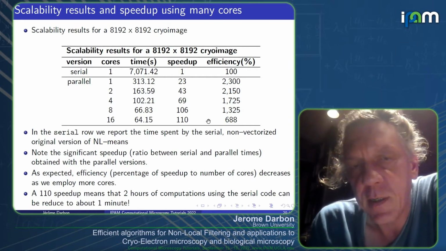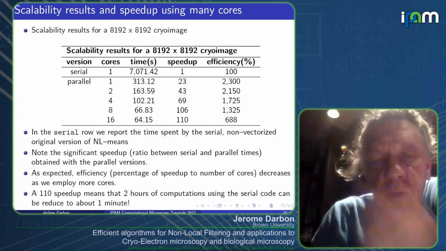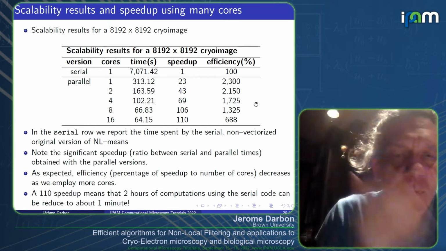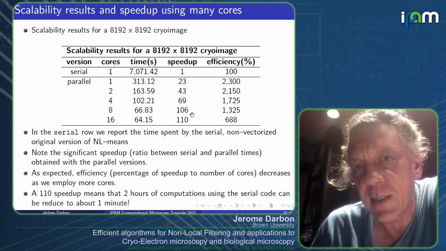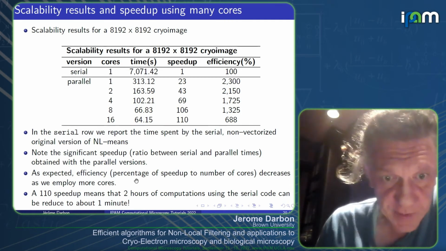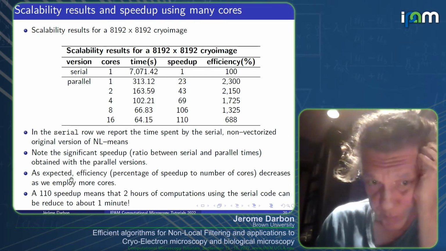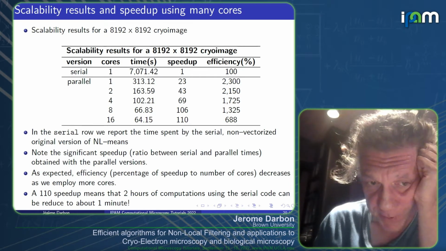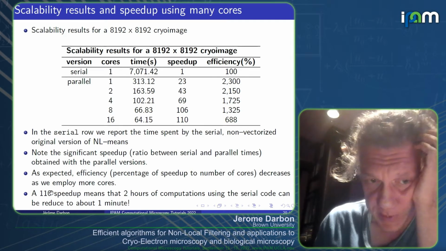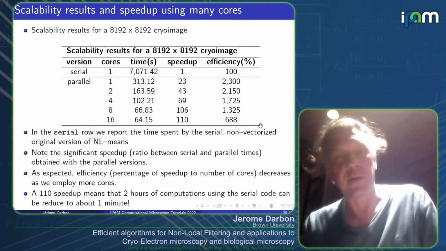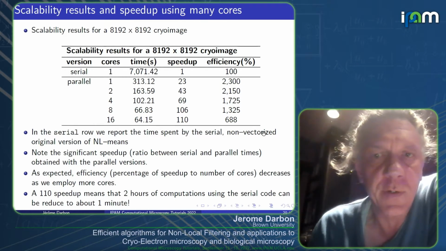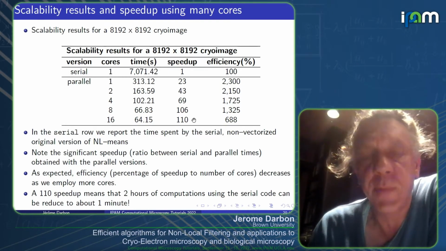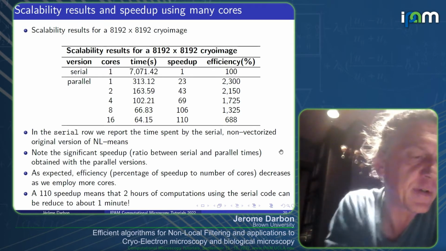Nowadays, we even have CPUs with even more cores, like 62, 64, 32, and so on. So we should expect even higher speedups for this algorithm. As I mentioned, the key take-home message here is that using the algorithm I just described, on modern architectures and computers you can get a speedup of 100 compared to the original version of non-local means.